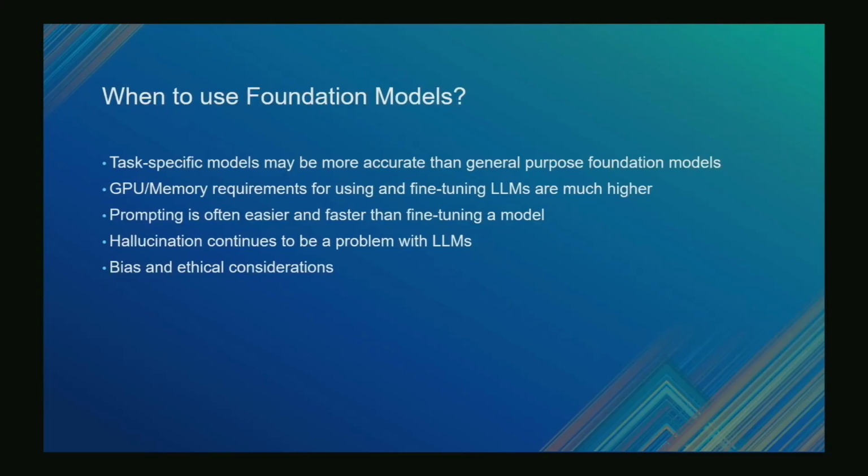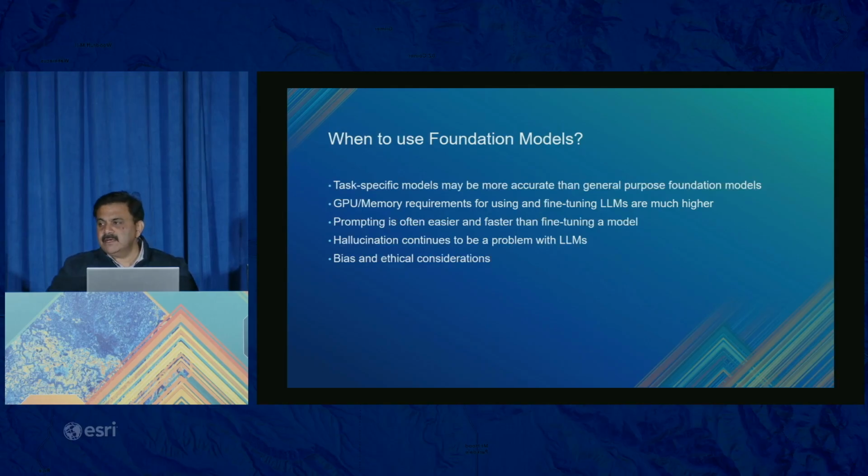The question might come up like, does this obsolete the task-specific models? No. Task-specific models are pretty good at what they do. And in many cases, they are more accurate than the general purpose foundation models. Also, as of today, we've created task-specific models for remote sensing imagery, but we don't have enough general purpose models on remote sensing imagery. They are just trained on RGB imagery. Another consideration is that using the task-specific models has lesser GPU memory requirements.